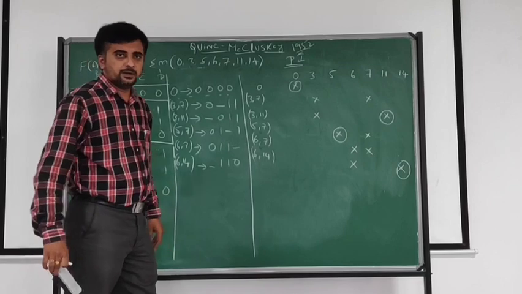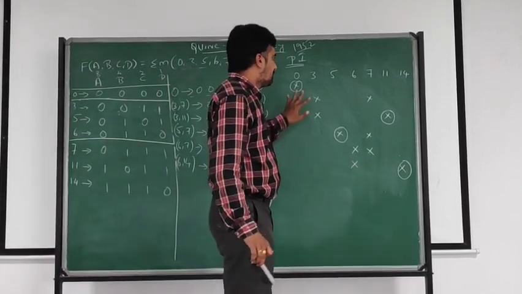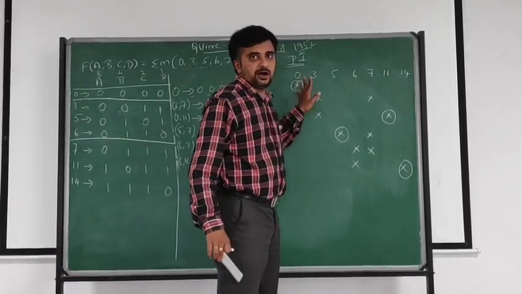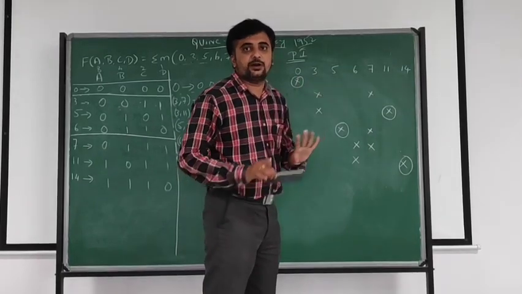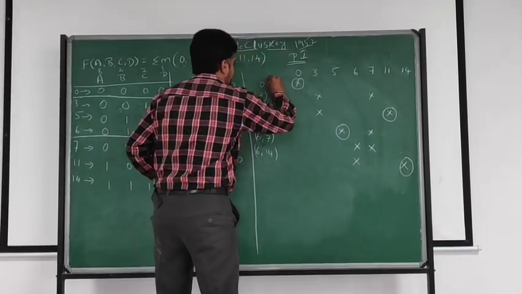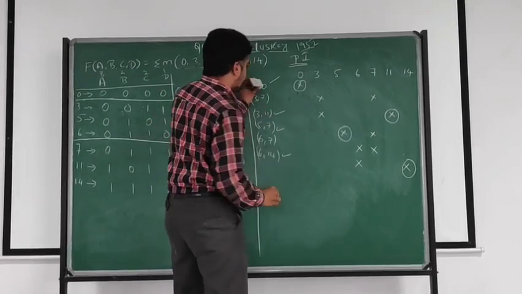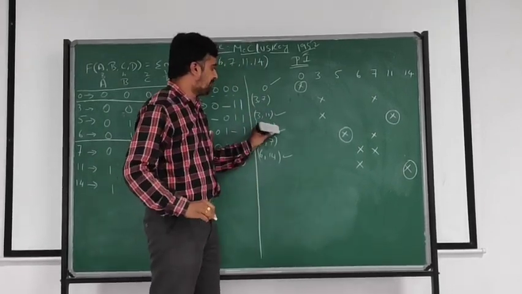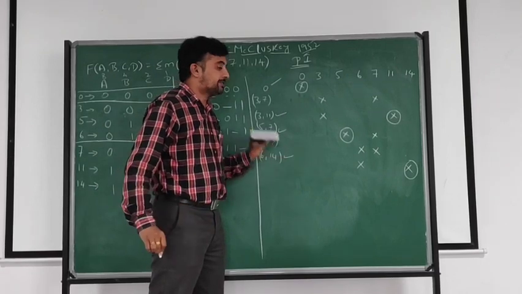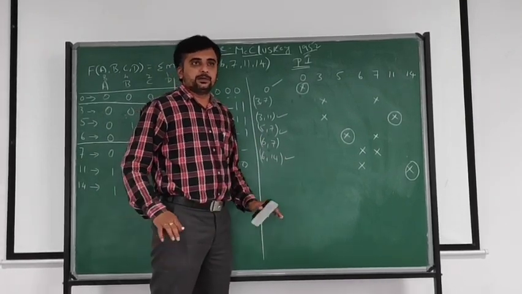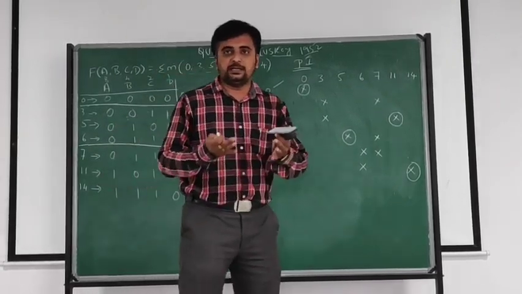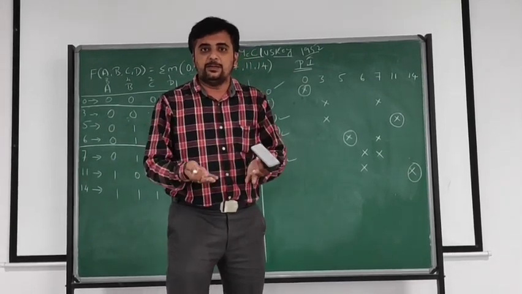After this, one thing we have to identify. Those we already circled, these are all the prime implicants. So 0 is one prime implicant, 3, 11 is one prime implicant, 5, 7 is one prime implicant, and 6, 14 is a prime implicant. Now check whether there are any remaining prime implicants.